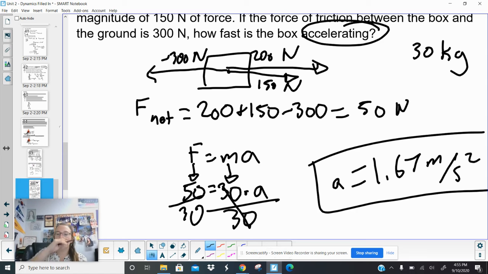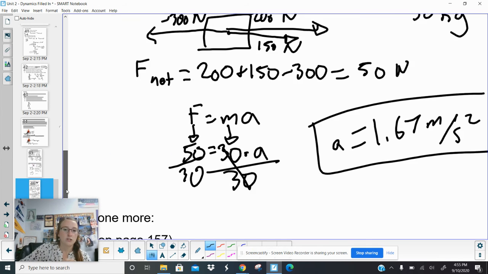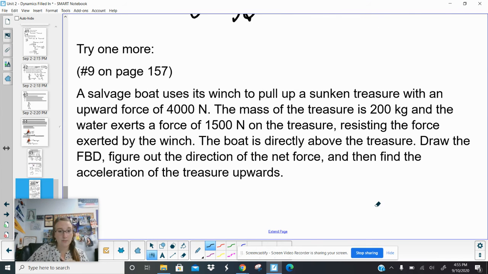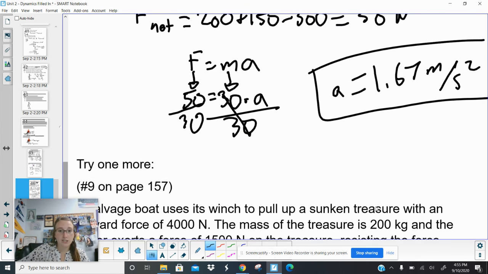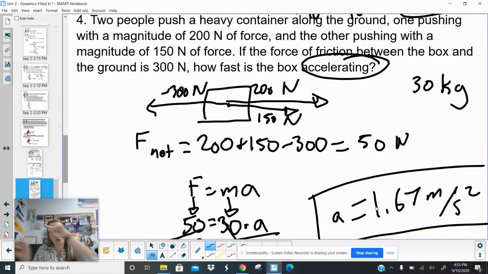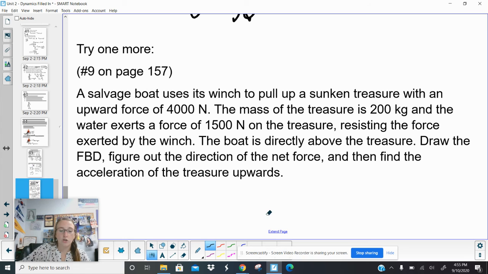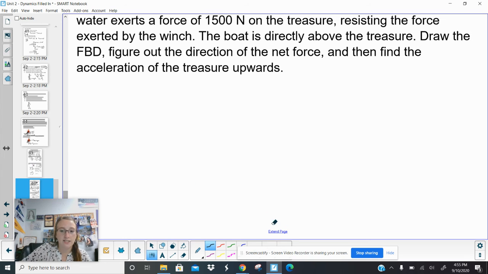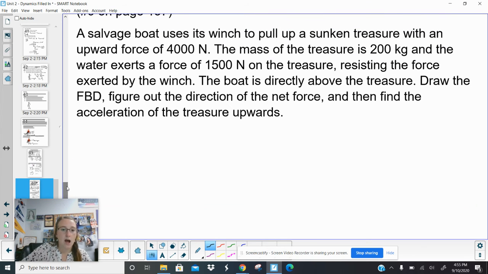So once again, with these questions, find the net force. If the question says, how fast is it accelerating? Find the net force, plug that into F, plug the mass in when you're given it, and then divide to solve for acceleration. So I want you to try this one more. This one's going to be a little tricky, but again, keep in mind, just like we did here, you can have two forces going in the same direction. So keep that in mind, read this question. You already drew the force body diagram for this for your homework.